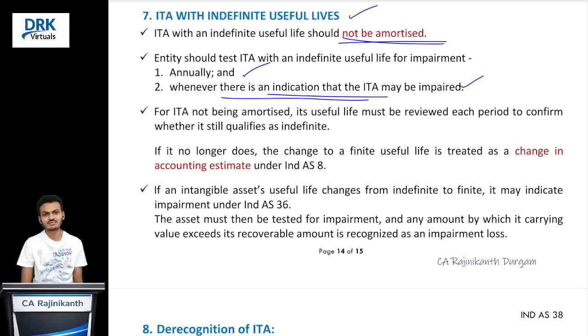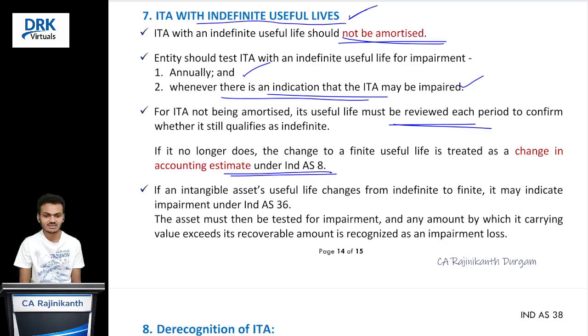And one more thing, we have one obligation in respect of this asset. At the end of each year, we should review whether the useful life is still indefinite or it has changed from indefinite to finite. If it changed, we should treat that change as a change in accounting estimate as per Ind AS 8. Are you clear with this? What I am saying is, in the process of reviewing whether the useful life of this intangible asset with indefinite useful life has changed or not, if we find that it has changed from indefinite to finite, in that case, we treat it as a change in accounting estimate. That is what the standard is saying.